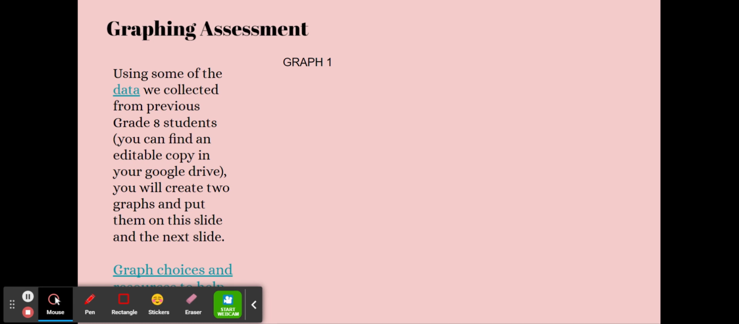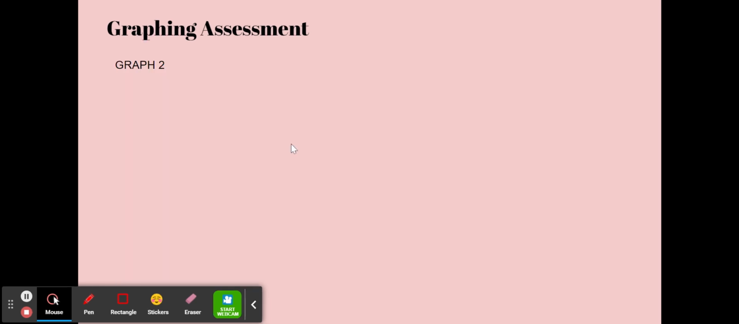Later on, you're going to need to do a scatter plot as well. And again, your teachers are there to support you and help you, but that just gives you an idea of what you're going to be needing to do. And that is it for part 1.